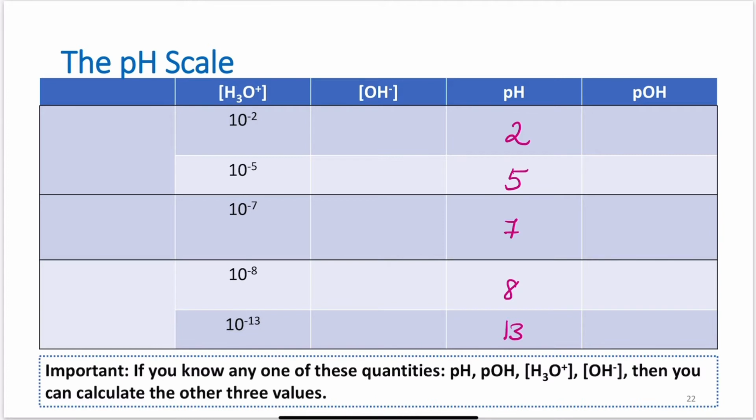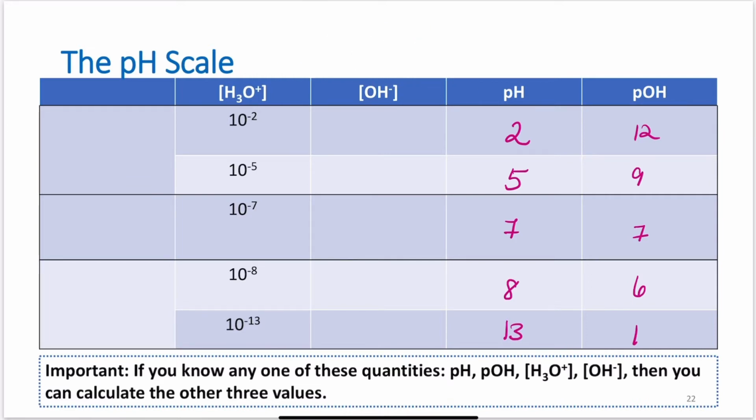pOH. Well, remember that pH plus pOH equals 14. Therefore, 14 minus pH is equal to pOH. 14 minus 2, 12. 14 minus 5, 9. 14 minus 7, 7. 14 minus 8 is 6. And 14 minus 13 is 1.